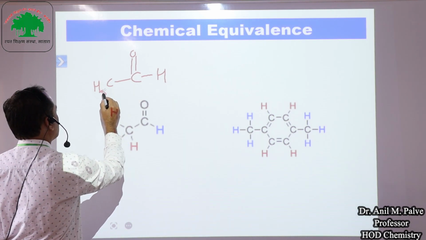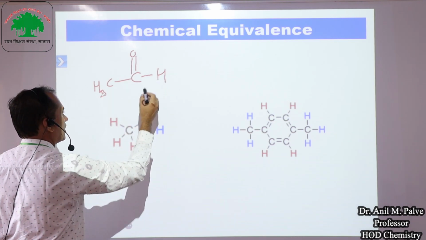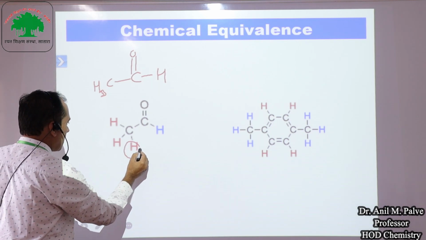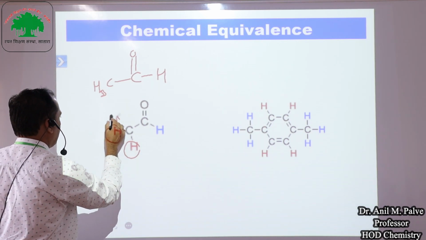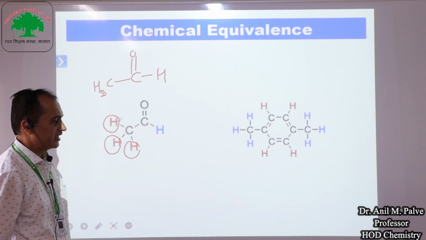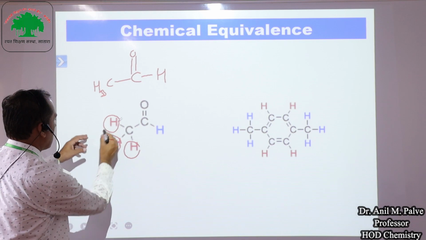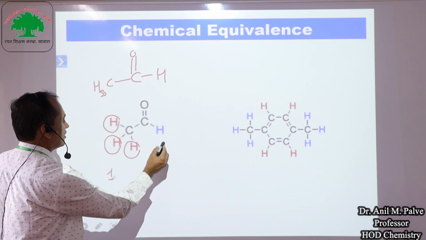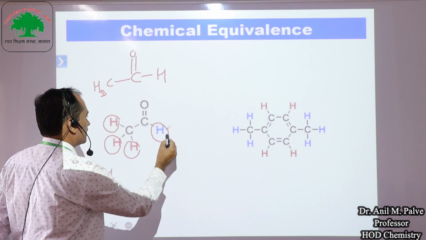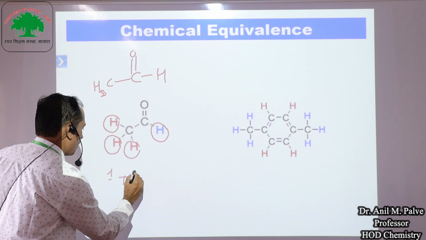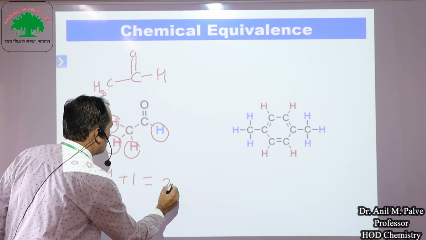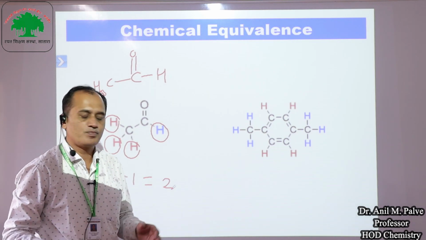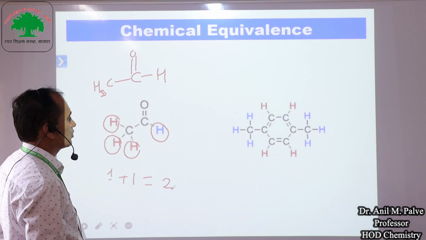Here even though we have 3 plus 1, meaning the total number of protons is 4, the hydrogens which are marked in red color are equivalent. So these 3 hydrogens will become one set, and this hydrogen, the aldehydic hydrogen, is the other set. So 1 plus 1 is equal to 2. So even though we have 4 hydrogens in acetaldehyde, it gives only 2 signals in NMR spectroscopy.